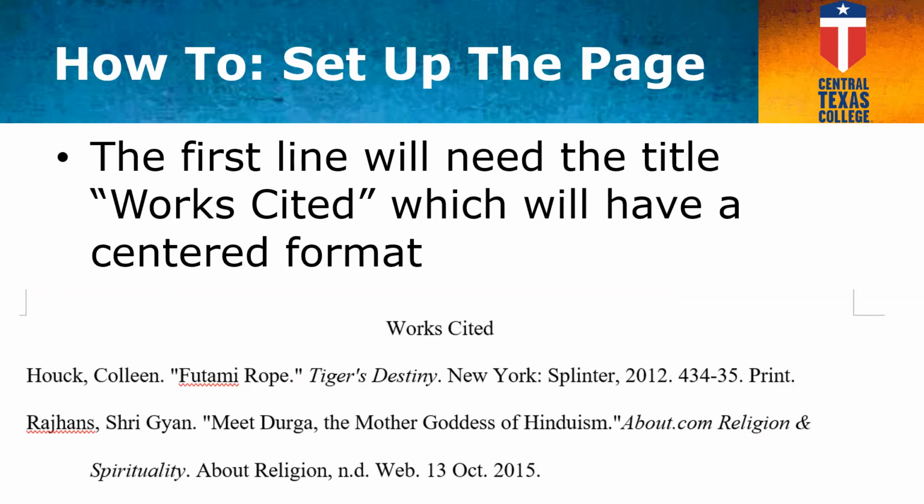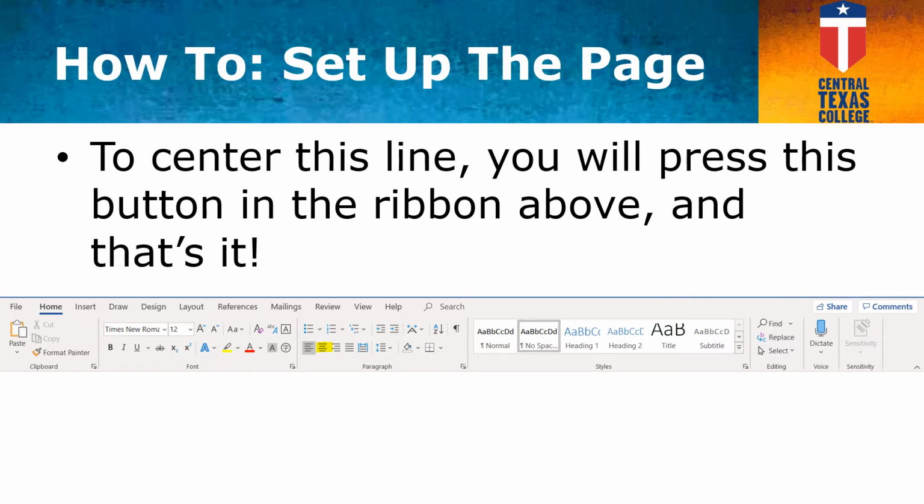After you do that, you have to make sure that the first line is centered. This will be like a title, and it will say Works Cited. To center this line, you will make sure you are back in the Home tab, and then in the Paragraph group, you will click the button highlighted in the picture below.